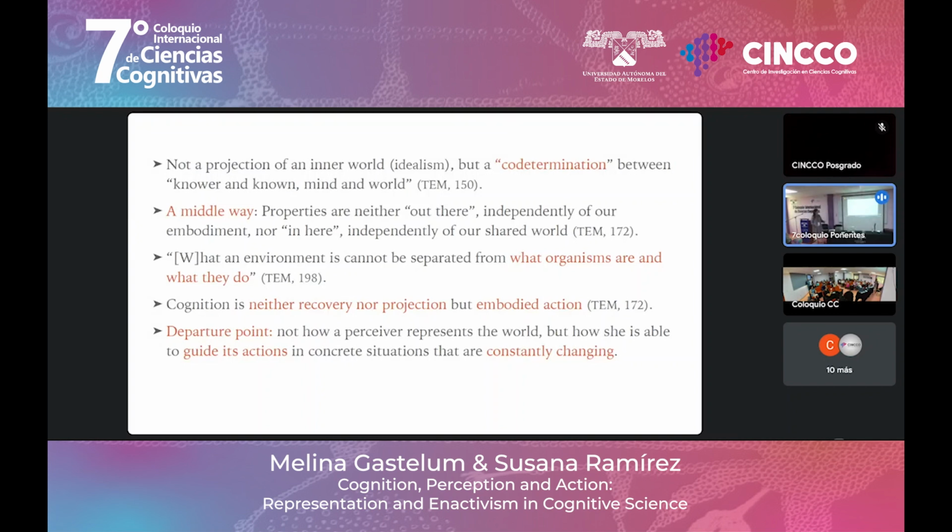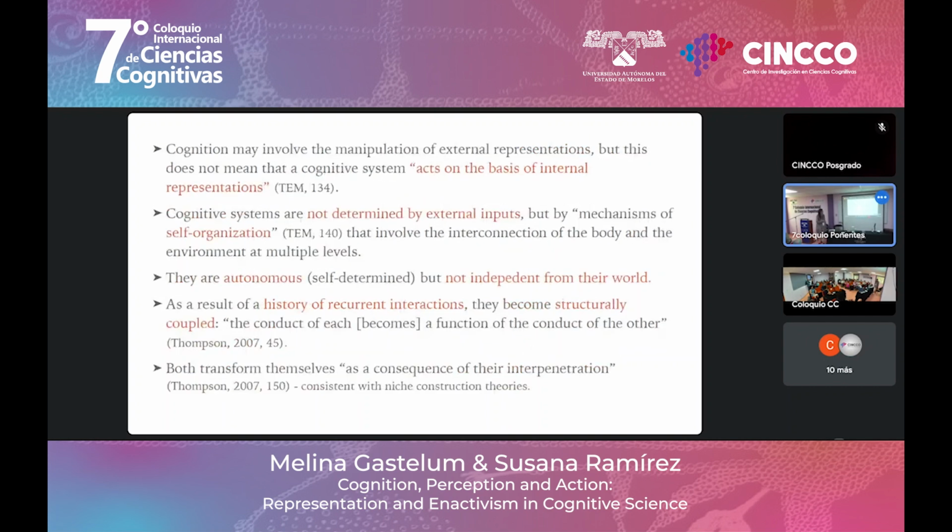So the departure point of this approach, the enactive approach, is not how a perceiver represents the world in the sense of mental representations, but how she is able to guide her actions in concrete situations that are constantly changing, by ourselves, by others, by processes in nature.